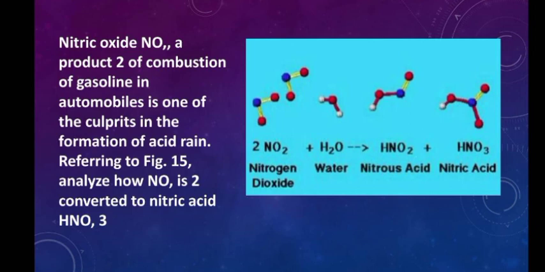Nitric oxide, a product of combustion of gasoline in automobiles, is one of the culprits in the formation of acid rain. Analyze how nitric oxide is converted to nitric acid.